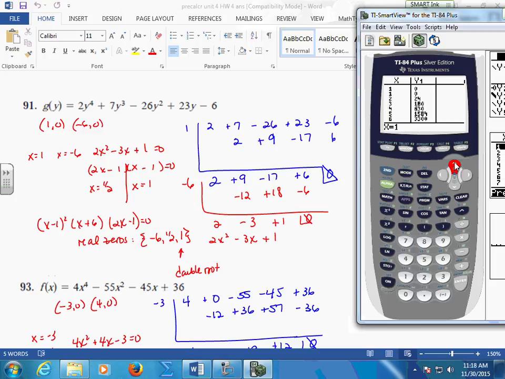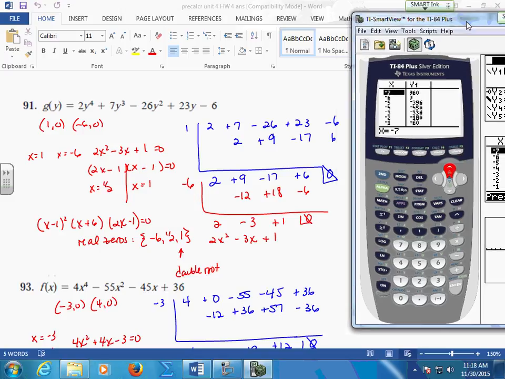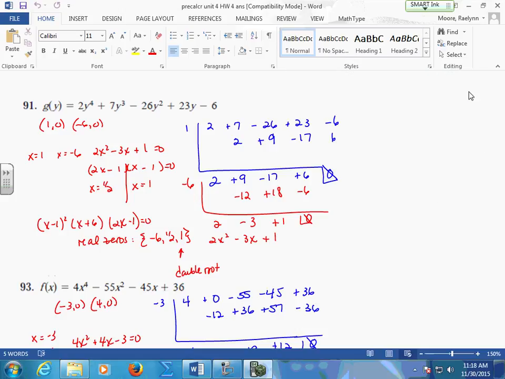There's your 1. There's your -6 is 0. That's all you care about. Once you get it down to 2, you can find the other 2. Doesn't matter which one you divide through first. I divided through the 1, then I divided through the -6. When I get down to here, I'm going to have to factor this guy.